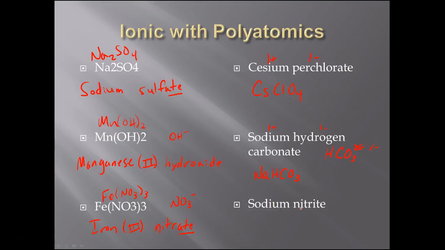Our last one, sodium nitrite. Sodium again, Na, and we just used this one, it's 1 plus. Now nitrite. Over here we used nitrate, and nitrate was NO3. Well, nitrite has to be one less oxygen than that. So that's going to be NO2 because that refers to the lesser amount of oxygens in the series. Now, what's our charge of nitrite? Again, that's 1 minus. So they both cancel out, and our formula is NaNO2, sodium nitrite.